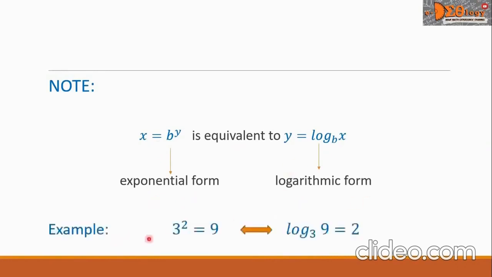As an example, if we have 3 squared equals 9, this is equivalent to log of 9 to base 3 equals 2. Take note, the number 3 here is the base of the exponent, and in the logarithm, the number 3 is also the base. The number 2 is the exponent, and that is the logarithm value of the logarithmic form. And this number 9 is the same number for the logarithm.